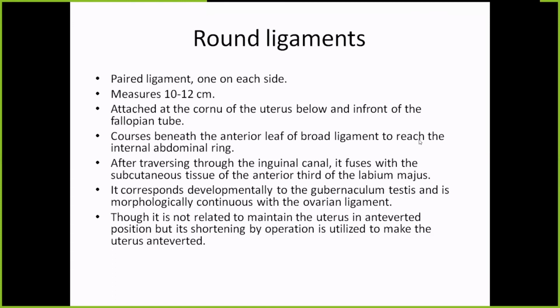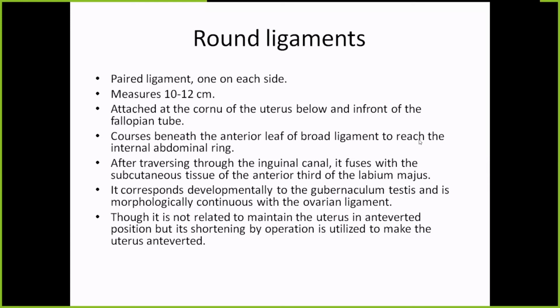Now, round ligaments and ovarian ligaments are not the supporting structures. The main supports of the uterus are McEnroth's, uterosacral ligaments, and the pubocervical ligaments. These are just the accessory ligaments.